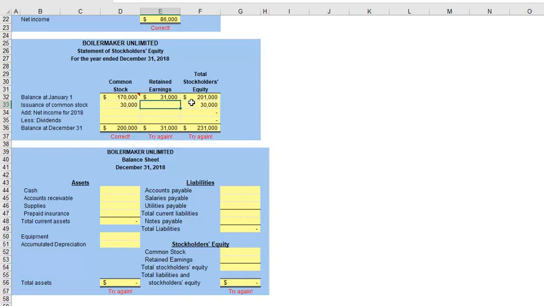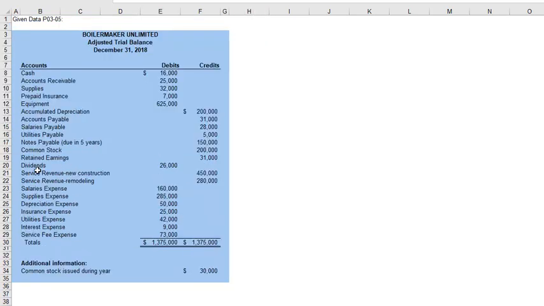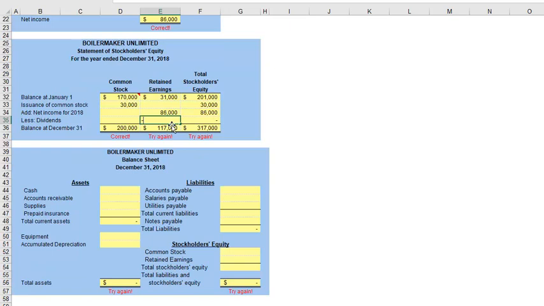Okay, so issuance of stock. That doesn't go in this line. We already took care of that. So we're going to skip down to net income. Net income is 86,000, so we'll add that in. And our dividends. Let's check this. We have dividends of 26,000. All right, so we'll add those in. Let's go ahead and make those negative. All right, so a way to show negative in accounting is with the parentheses around those.